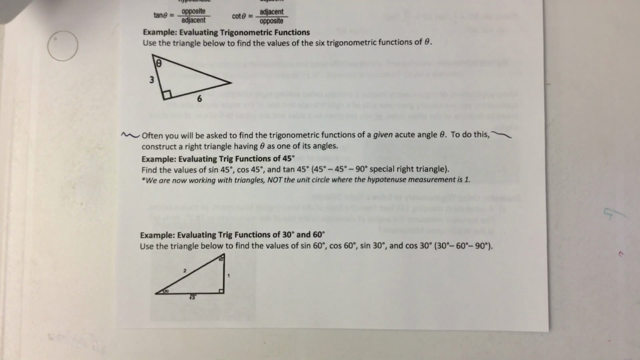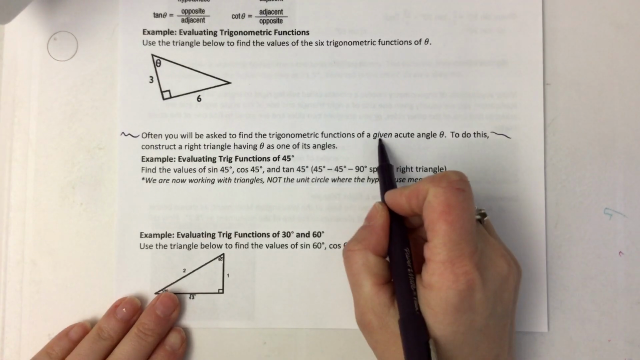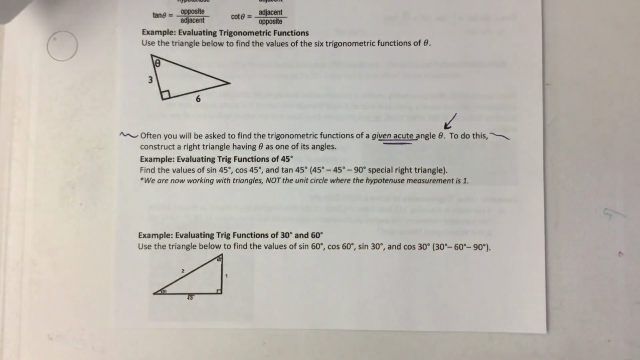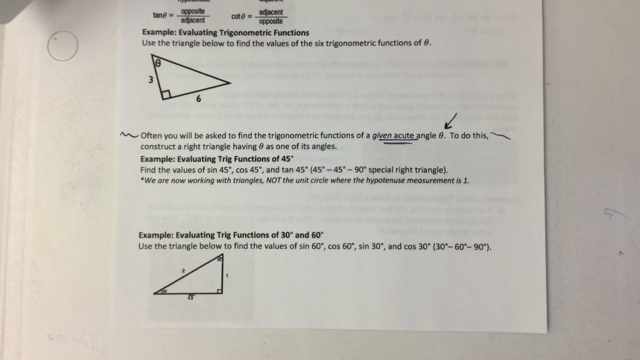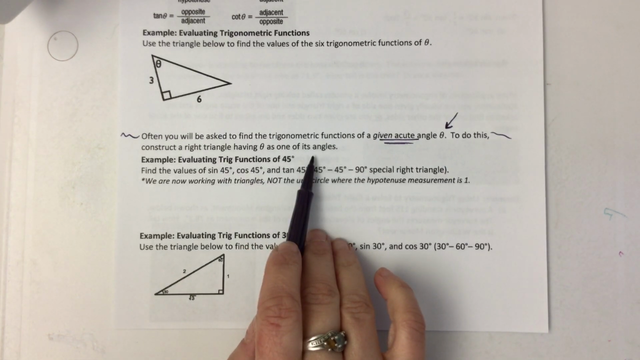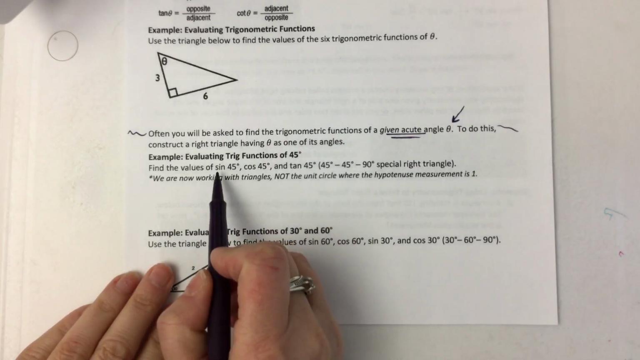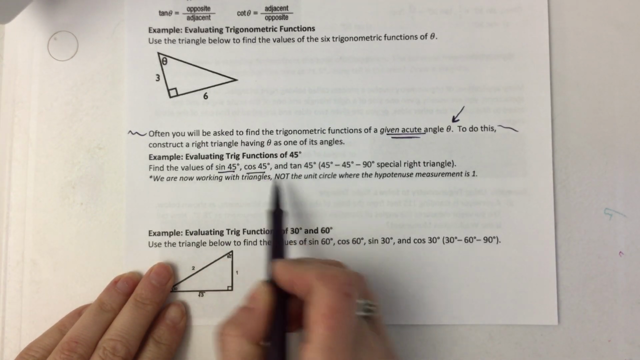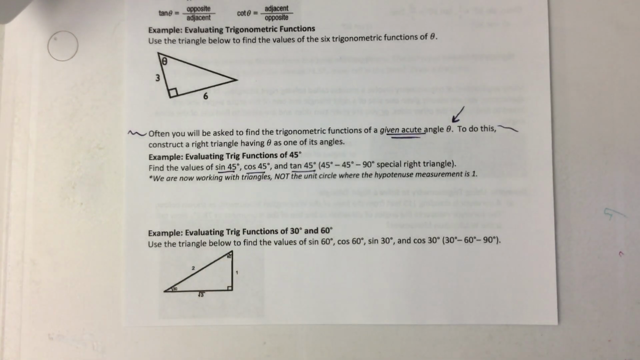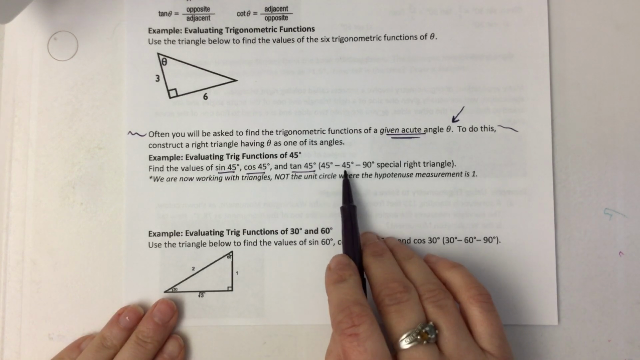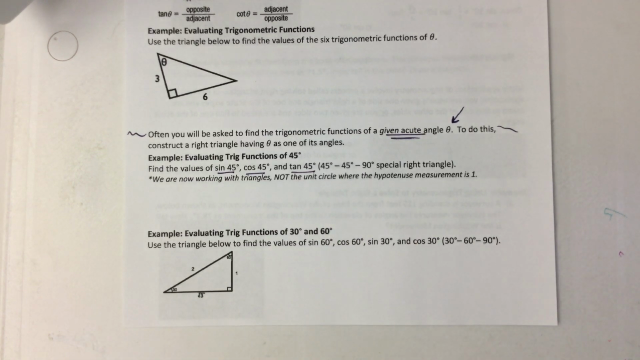It says, often you will be asked to find trig functions of a given acute angle. Remember, theta will always be an acute angle, meaning less than 90. To do this, construct a right triangle that has theta as one of its angles. So here's an example. Let's just say that they tell you to find the sine of 45, cosine of 45, and tangent of 45. Reminder that 45, 45, 90 is a special right triangle.